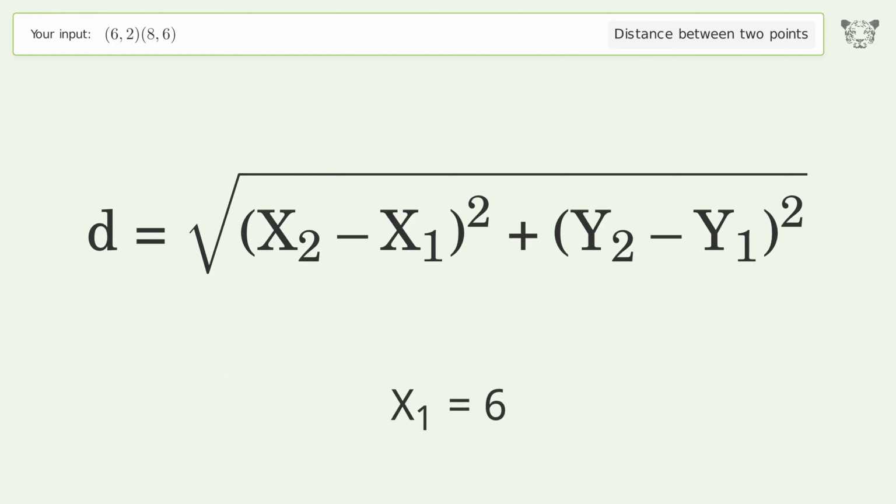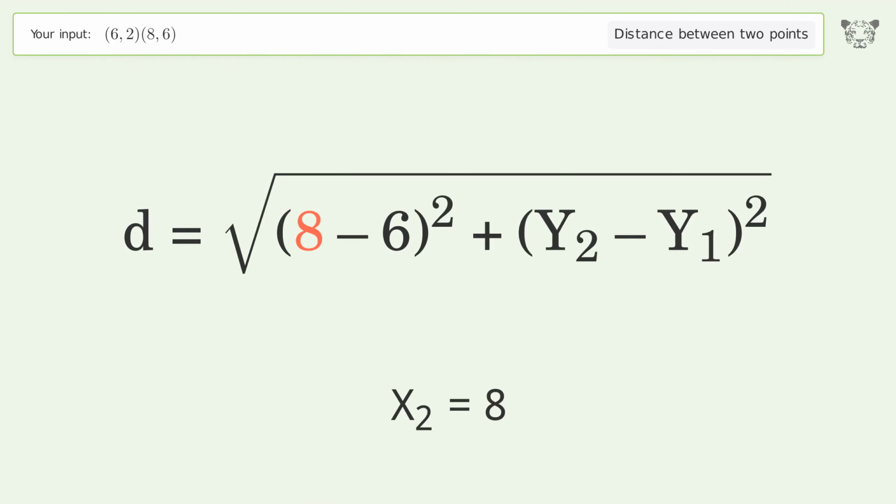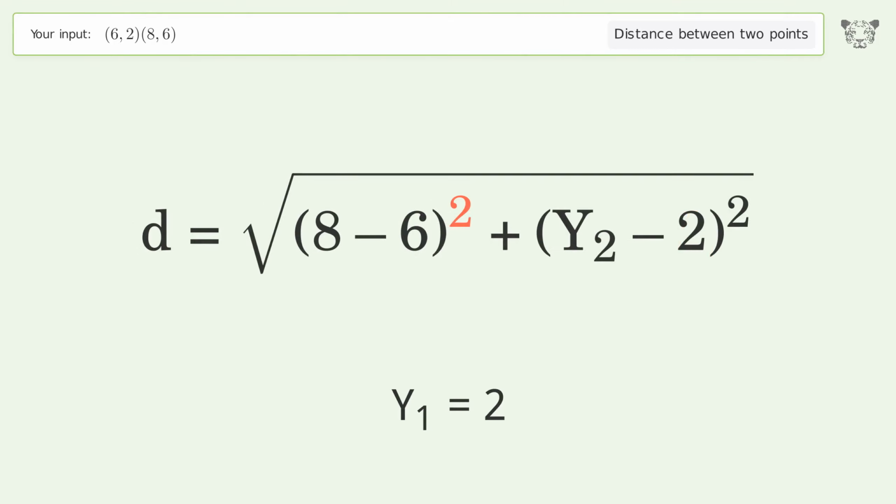x1 equals 6. x2 equals 8. y1 equals 2. y2 equals 6.